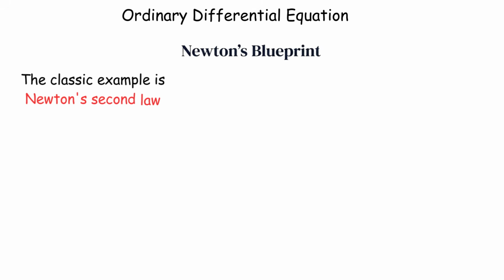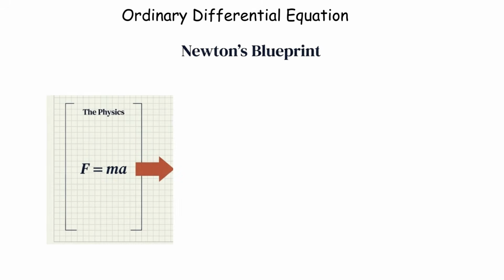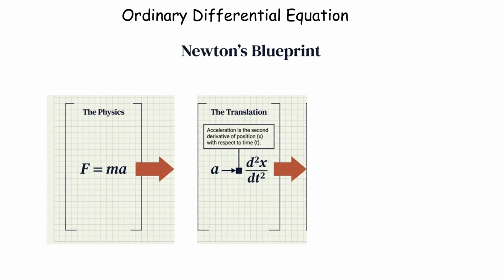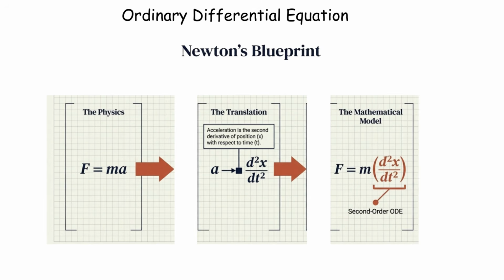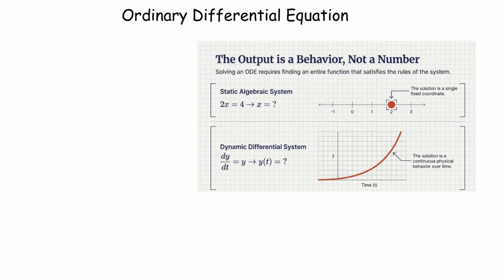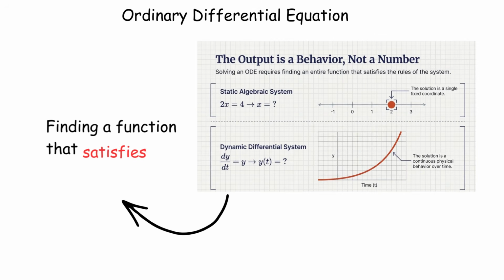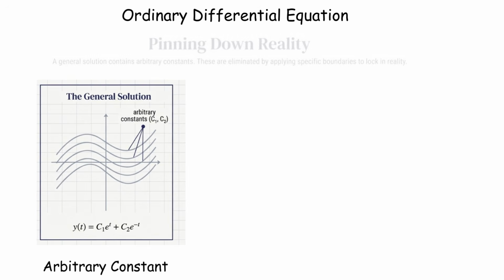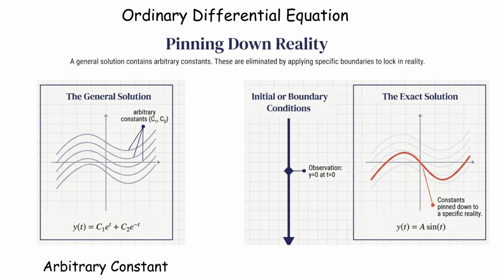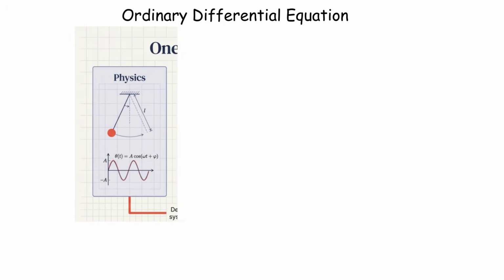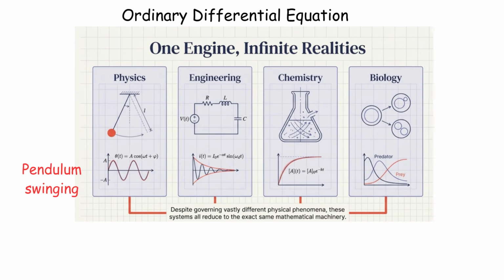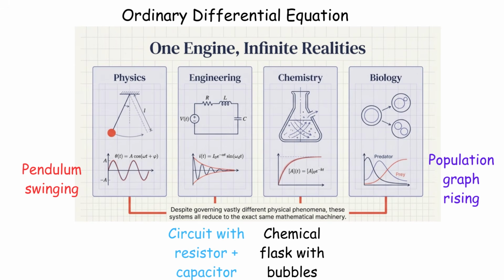The classic example is Newton's second law: force equals mass times acceleration. Since acceleration is the second derivative of position with respect to time, this is a second-order ODE. Solving an ODE means finding a function that satisfies the equation. The solution generally contains arbitrary constants, one per order, which are pinned down by initial or boundary conditions. ODEs govern pendulums, electrical circuits, chemical reactions, and population dynamics.